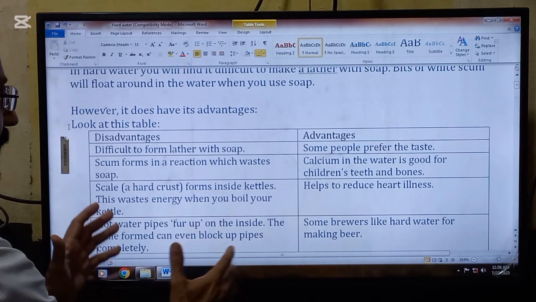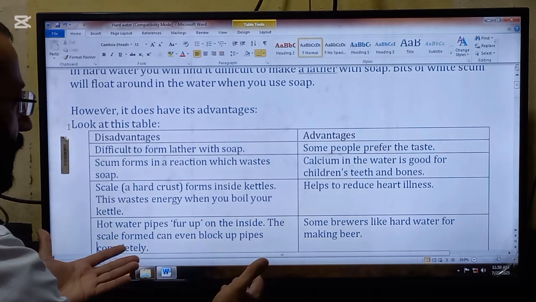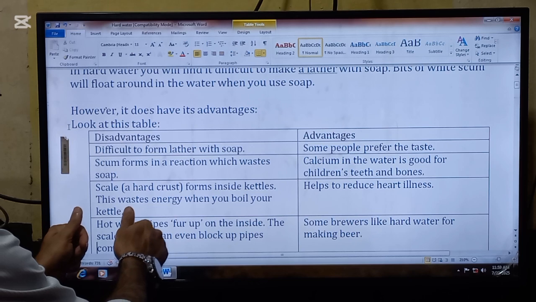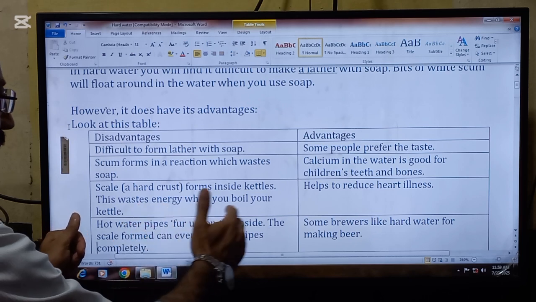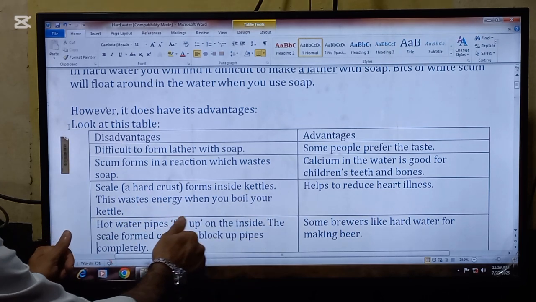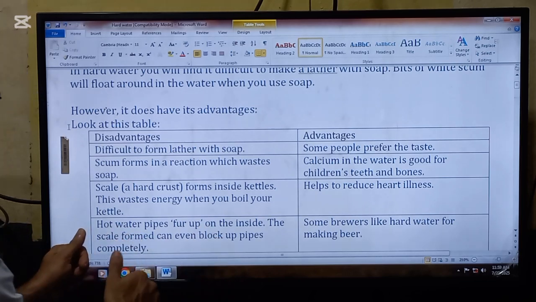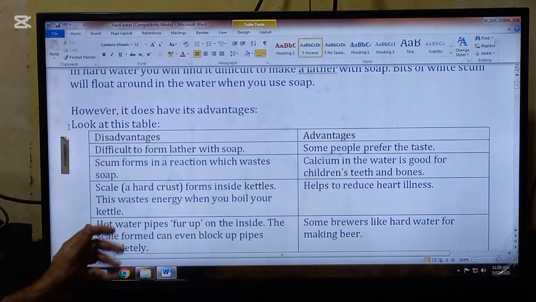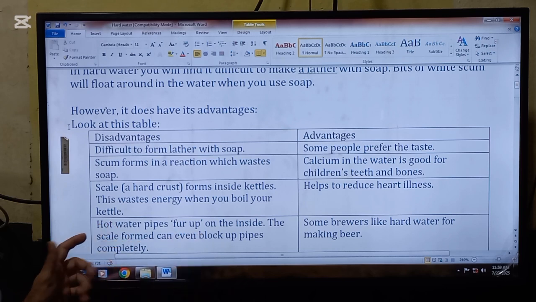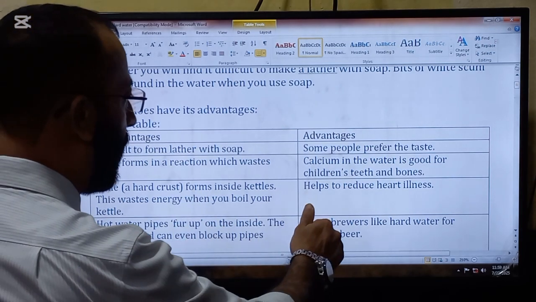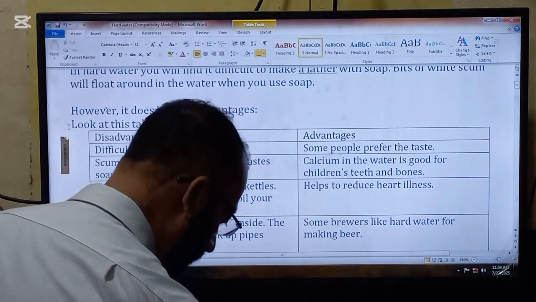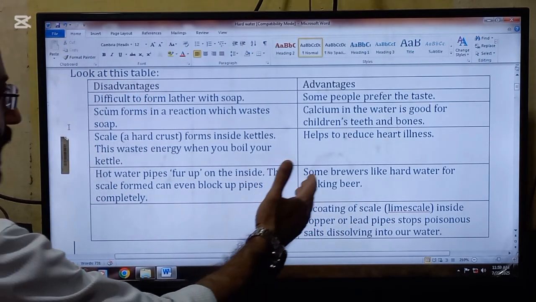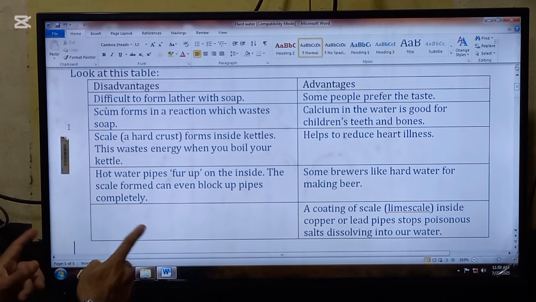You have seen this when kettles are used frequently, more and more. So a scale that is called a hard crust is formed inside the kettles. This wastes energy when you boil your kettle. So more energy will be used in boiling the water inside the kettle. But the advantage is that it helps to reduce heart illness. The persons who use hard water to some extent can reduce heart illness.